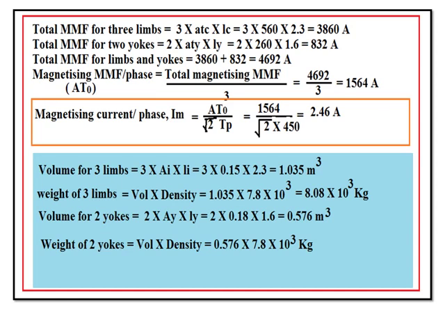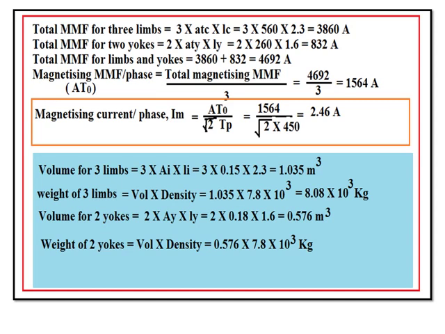So first, you calculate the magnetizing current per phase, IM, that is AT0, the magnetizing MMF, divided by root 2 Tp. Tp is given, so we go for that: 2.46 ampere.